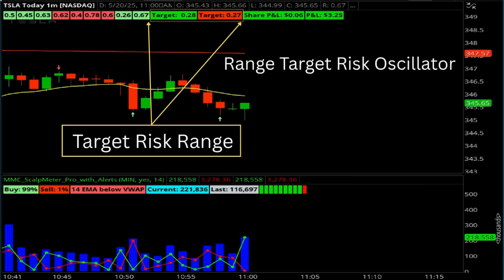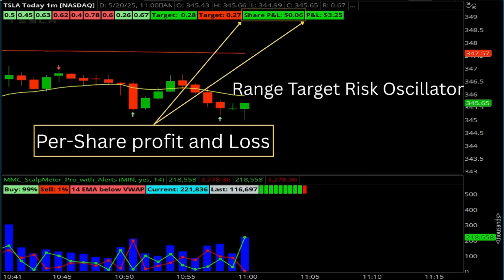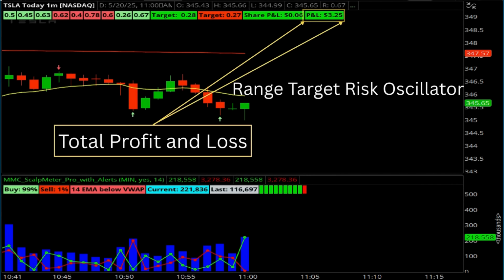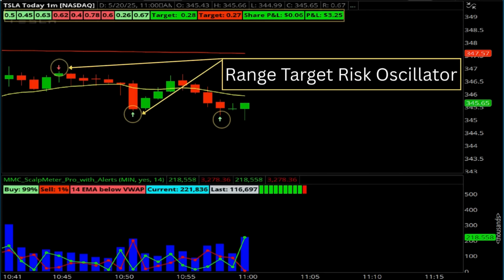To the right, 2 labeled targets appear. A green target displays the average upward move from the last 9 candles, useful for evaluating potential long trades. A red target reflects the average downside movement, helpful when considering short setups. You'll also see a per-share P&L label, green when in profit, red when not, and a total P&L label showing your real-time position in dollars.